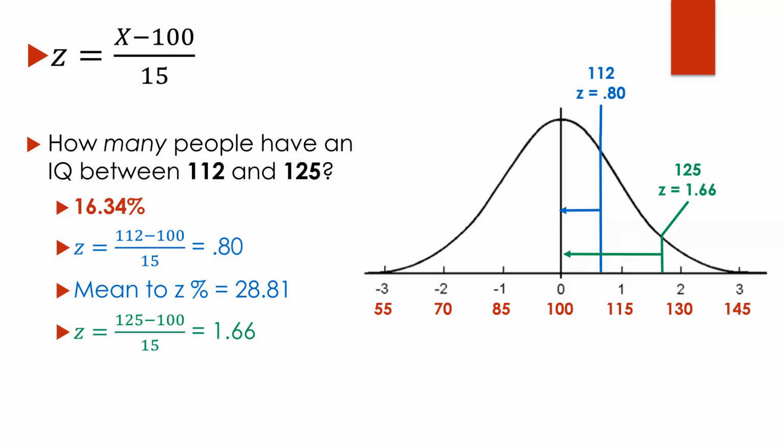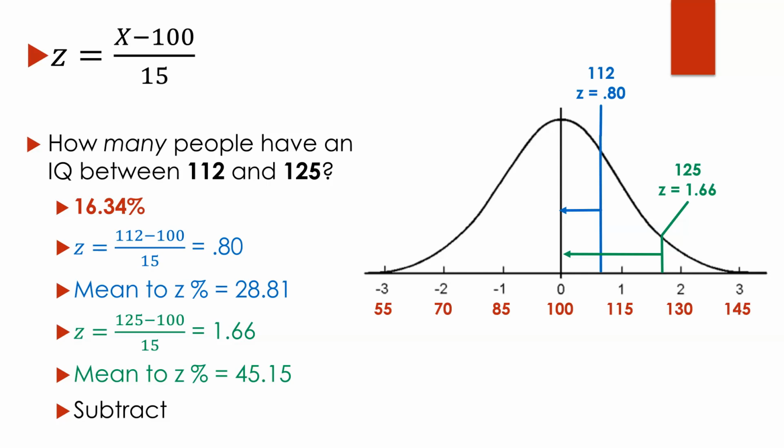Now, 125 falls further from the mean than 112. It falls between 115 and 130. We convert that to a z of 1.66, okay? And the mean to z is 45.15, right? So now we have our percentage of 45.15, and we have 28.81. What you want to know is how much of the data is between 112 and 125. Since these two sections of the curve overlap, you subtract them from each other. Subtract 28.81 from 45.15 to get how much is between them. And that's where we get 16.34%.